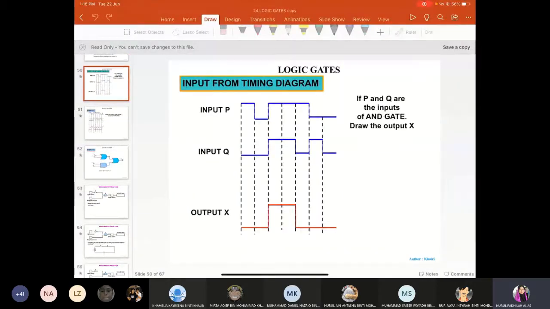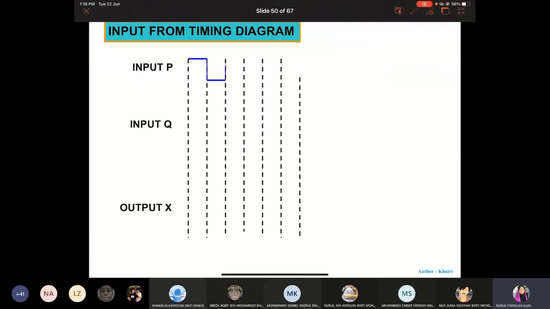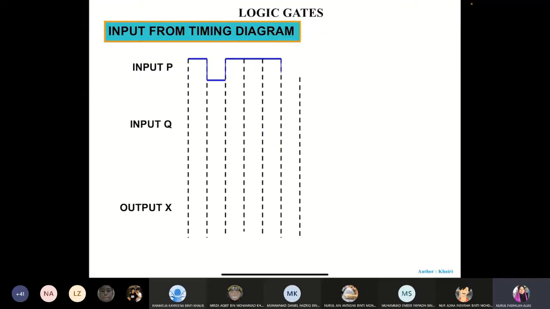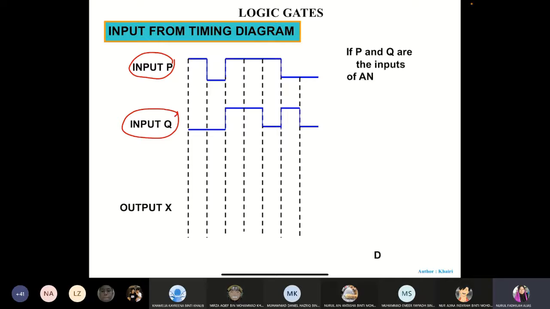Okay, so what about this one? It doesn't give a diagram, it doesn't give symbols. It only gives you input P, input Q, and then the question says, okay, we have an AND gate, draw the output. I want to take out the whiteboard so that you can draw, but now it's almost time for azan.